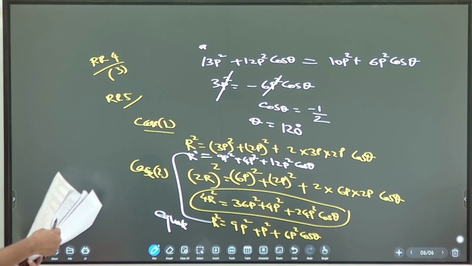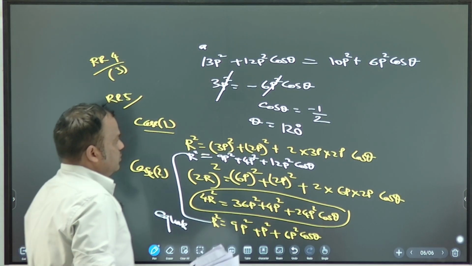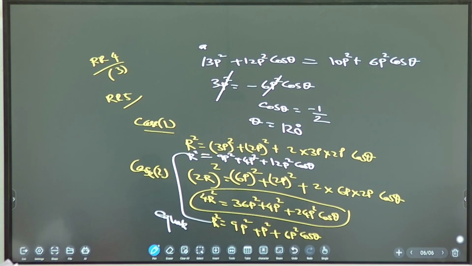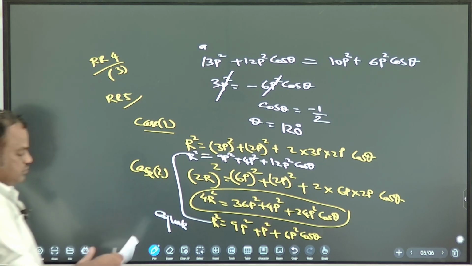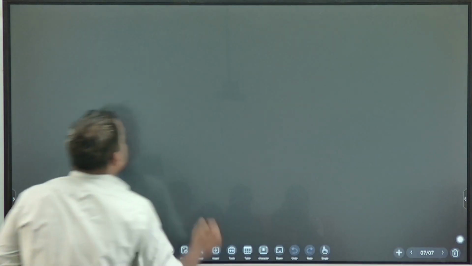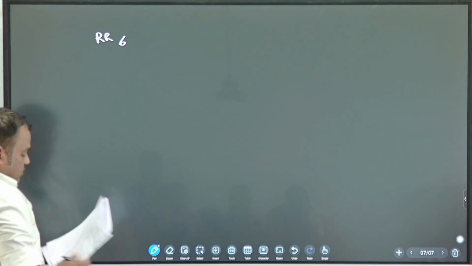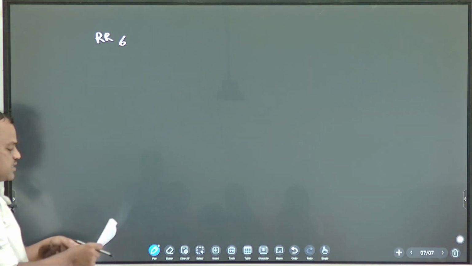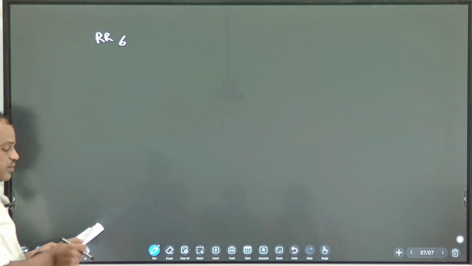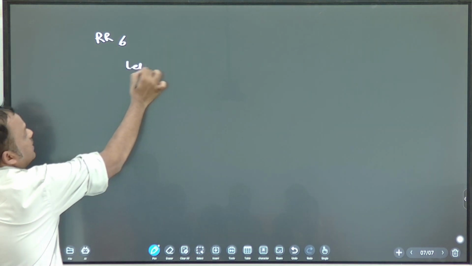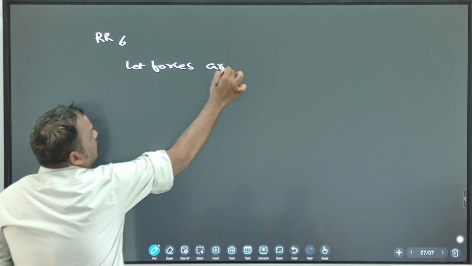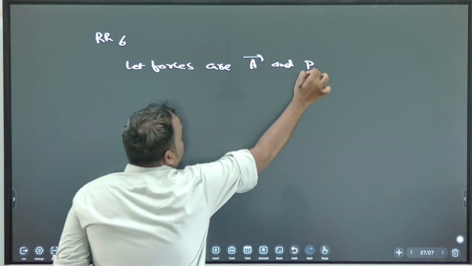Sixth. Okay. One. RR6. Two forces are such that sum of their magnitudes... Let the forces be A vector and B vector.